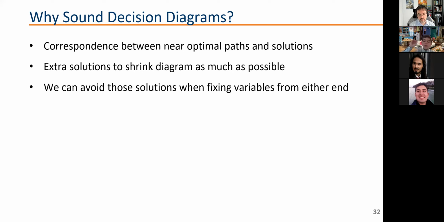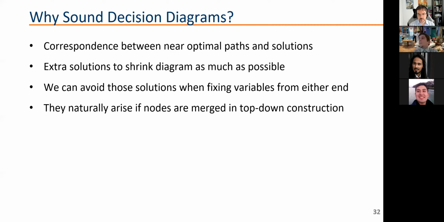If I start fixing, let's say, variables x1, x2, and x3, I know the cost incurred so far. I can calculate the shortest path towards the terminal, which would tell me the cheapest solution, the solution of the smallest cost that would include that particular prefix that I have fixed so far. If that goes beyond the near optimal threshold, then I know that the solution that I'm trying to construct is not feasible, or at least it's not relevant for the current purpose.